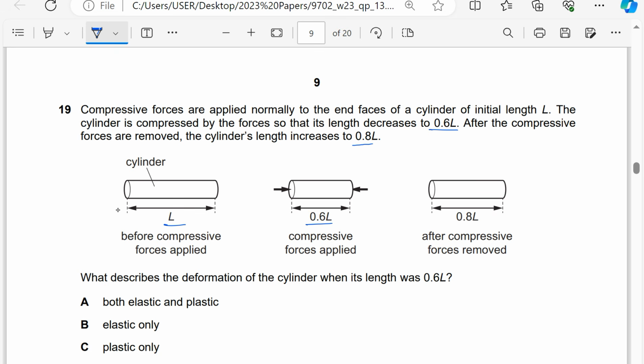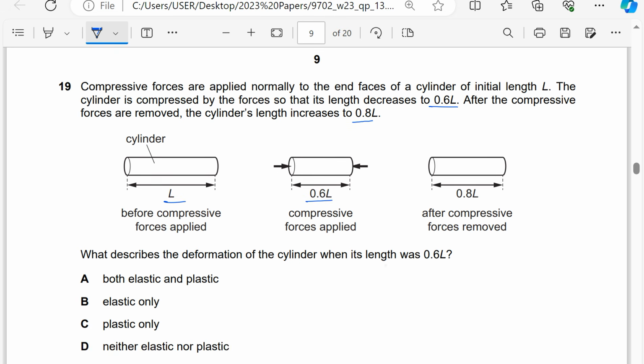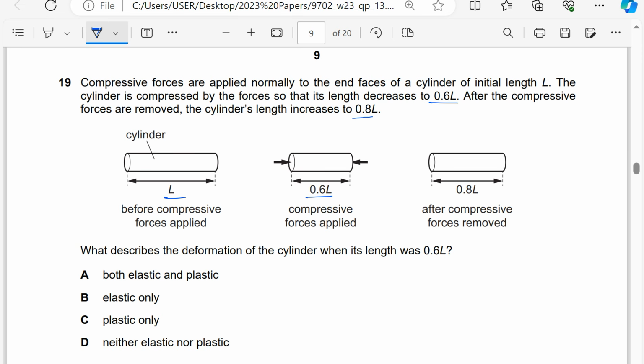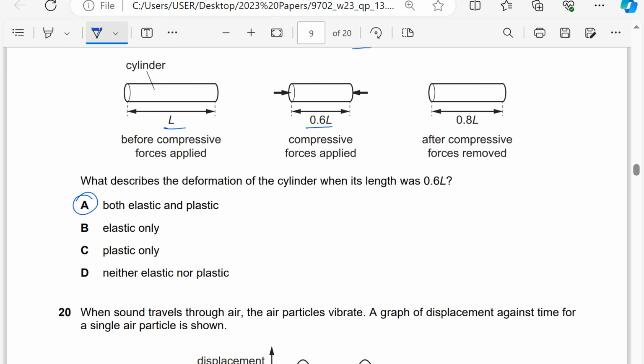But if the cross-section area is remaining constant, it has been compressed beyond the limit. It means it has undergone both elastic deformation and then plastic. If it increases in length when the force is removed but doesn't go back to its original length, it means it underwent elastic deformation before reaching the elastic limit, and then beyond the elastic limit it underwent plastic deformation. So the answer is going to be A. What describes the deformation of the cylinder when its length was 0.6 L?